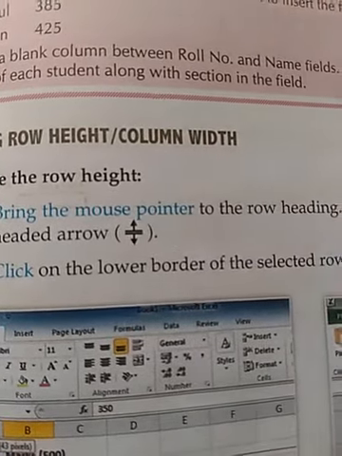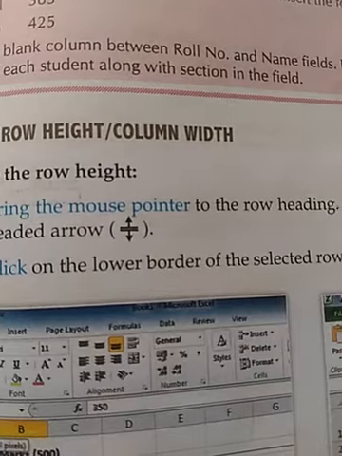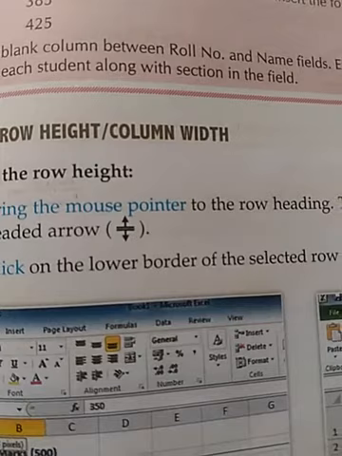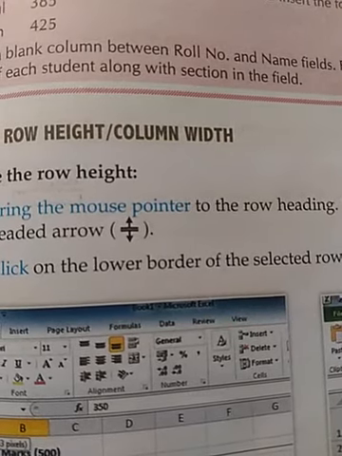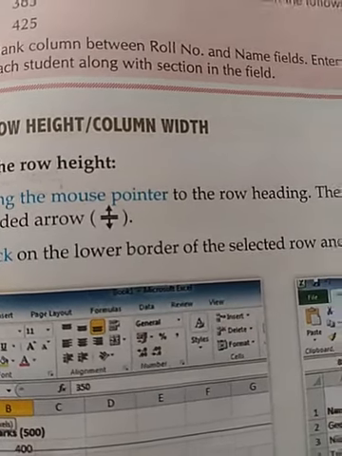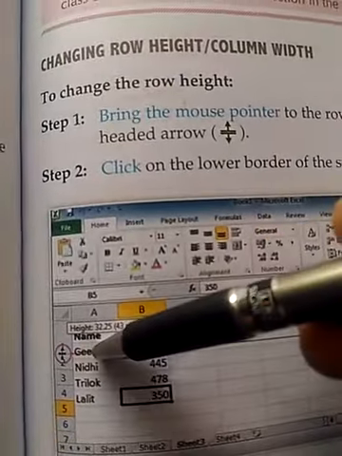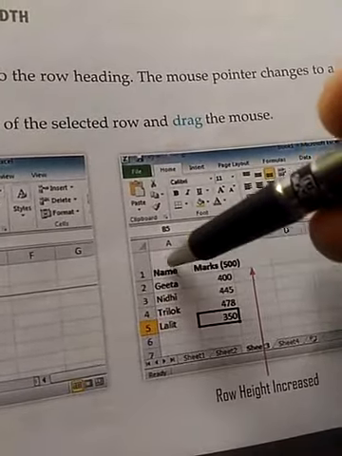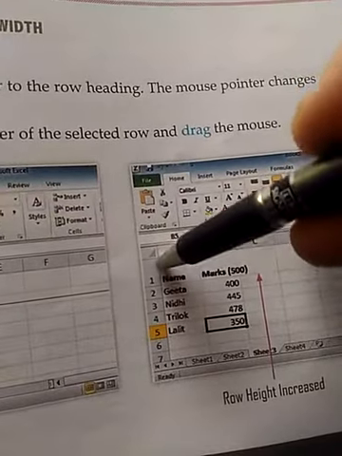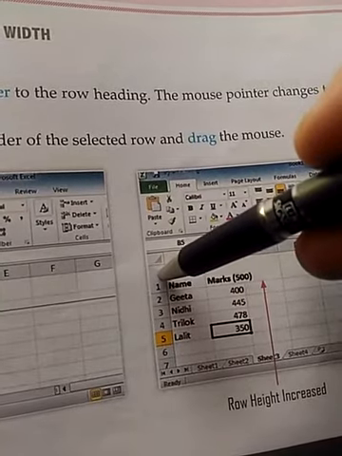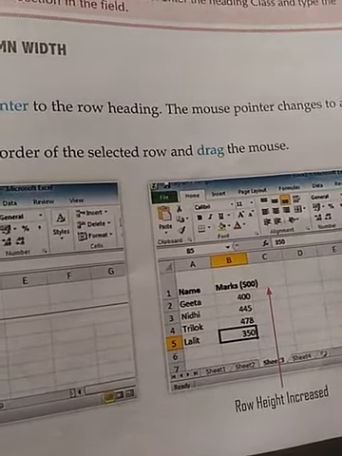Just hold your mouse, means left click your mouse, hold it and drag the mouse to the position where you want to have the length of the row, that is the height of the row. Means simply click on this. After that, drag your mouse. The height of the row will be shifted according to the movement of your mouse till the point you drag it.